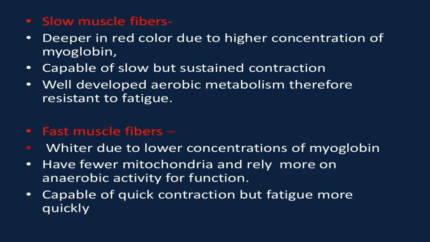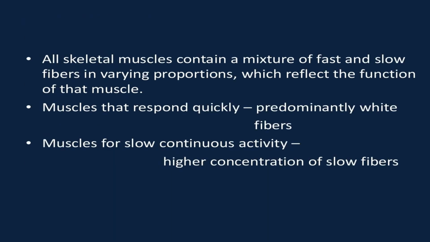Slow muscle fibers are deeper red in color due to a higher concentration of myoglobin. They are capable of slow but sustained contraction, have well-developed aerobic metabolism, and are therefore resistant to fatigue. Fast muscle fibers are whiter due to lower concentrations of myoglobin, have fewer mitochondria, and rely more on anaerobic activity for function. They are capable of quick contraction but fatigue more quickly.